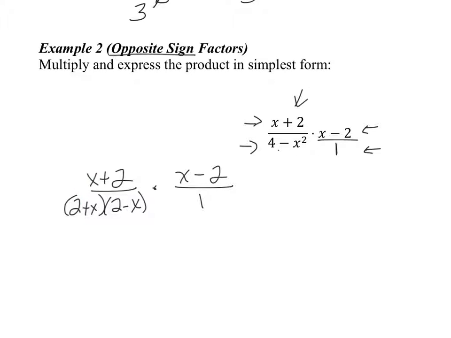All the signs are the same. x, positive, positive, 2, positive, positive. So those two, bam, wham, bam, done.